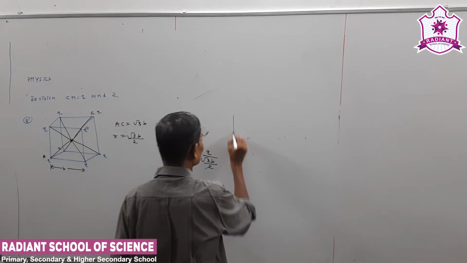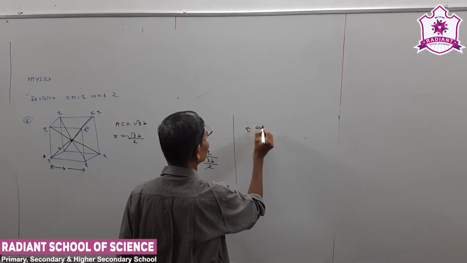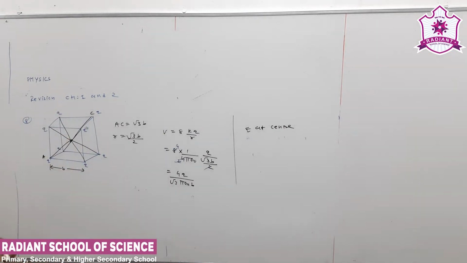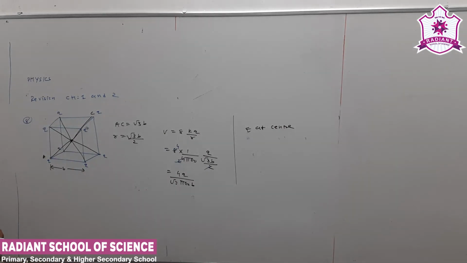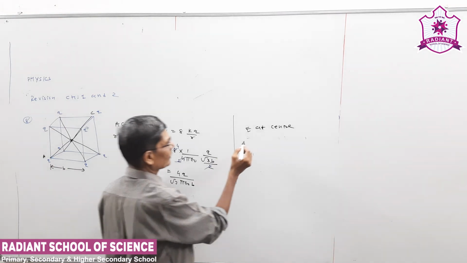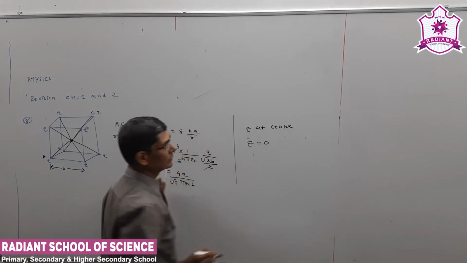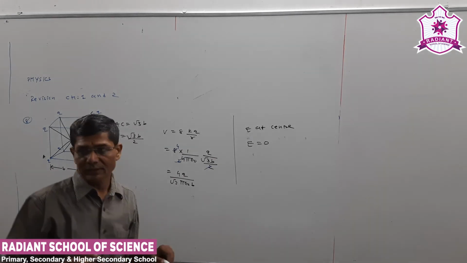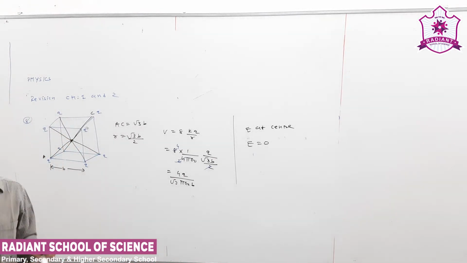Now suppose the same question, but the electric field we have to find out at the center. Because the electric field is a vector quantity, the opposite charges will produce the electric field in opposite directions. So due to symmetry, the resultant electric field at the center will be zero. Okay, the resultant electric field at the center will be zero.